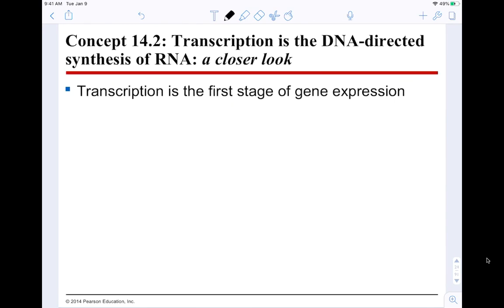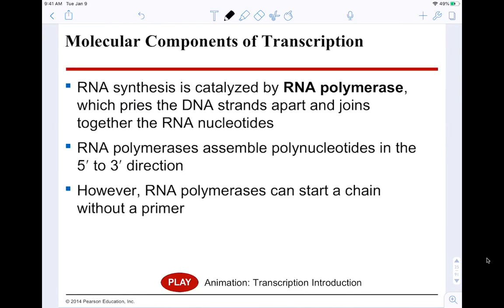We're going to get back into talking about proteins. So transcription is the DNA-directed synthesis of RNA. We're going to take a closer look at that. Transcription, DNA to mRNA, is the first step of gene expression, because if you're able to transcribe something, you'll go translate it and then express it. Okay? So let's look at this.